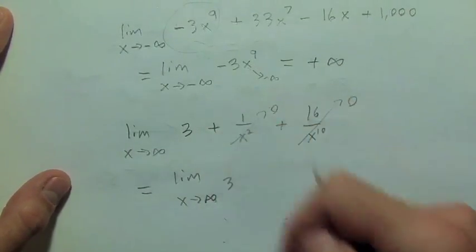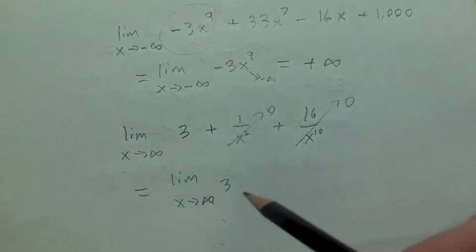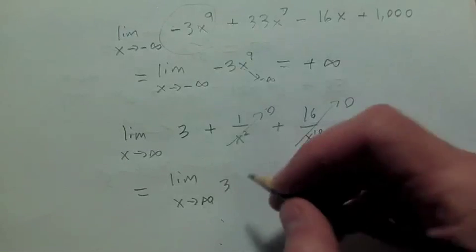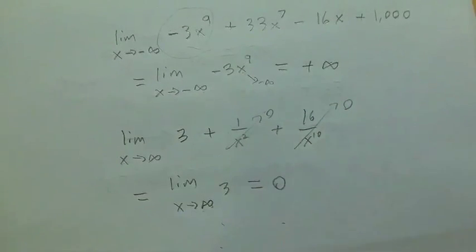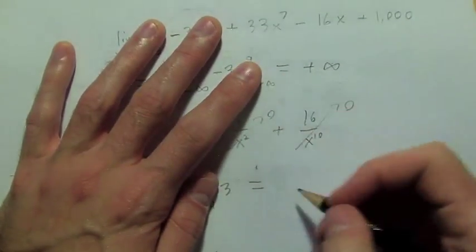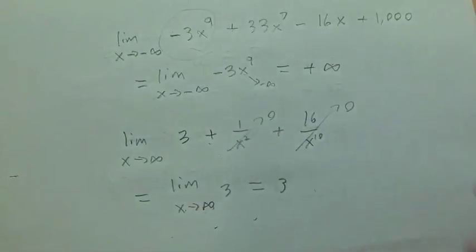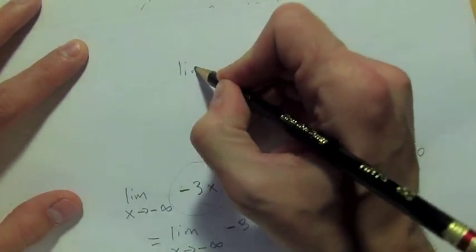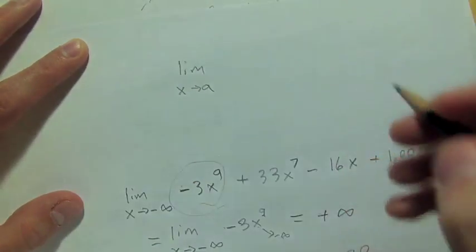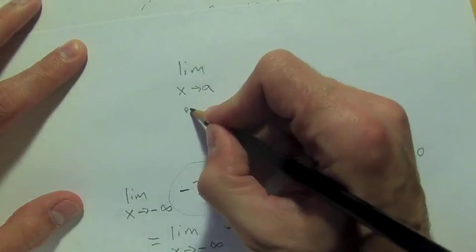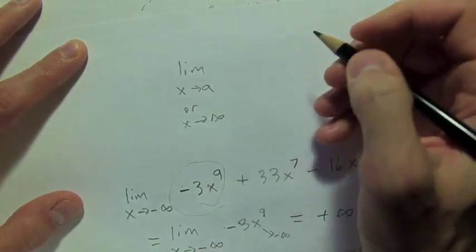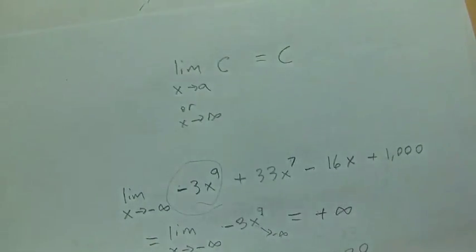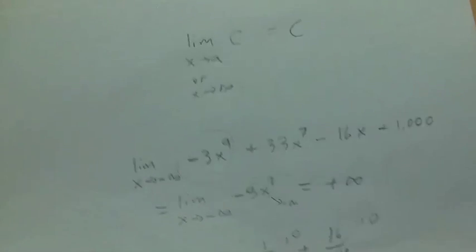We haven't really talked about the limit of a constant, but think about it. Does x affect 3 at all? No. So the limit of a constant is just the constant itself. We can write that down here. This is a rule that the limit as x goes to some value a or infinity, doesn't really matter, of a constant is just that constant, because the x is not affecting anything there.